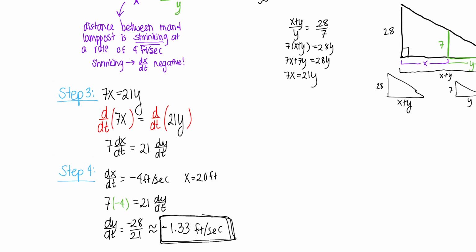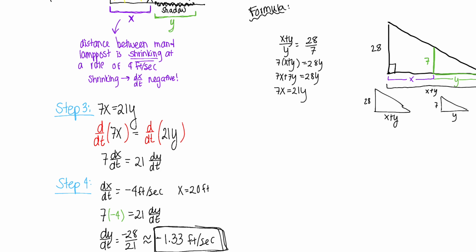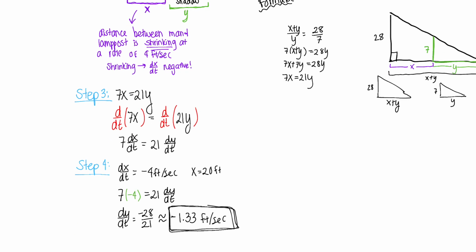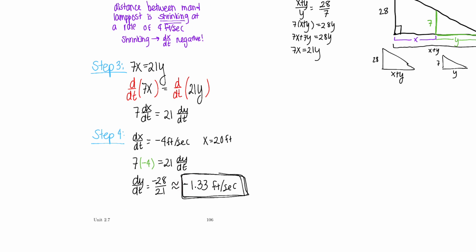Now, we should double check the context of this problem to make sure that makes sense. So it's saying determine the rate of change of the length of his shadow. So it makes sense to keep the negative in here because if this was positive, it would mean his shadow was getting bigger, but the negative is important in here because it signifies that the shadow is getting smaller. So his shadow is shrinking at a negative rate because his shadow is getting smaller. So that negative makes sense in the context of this problem.